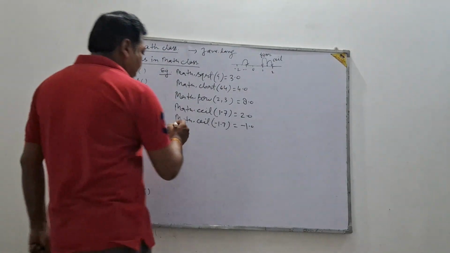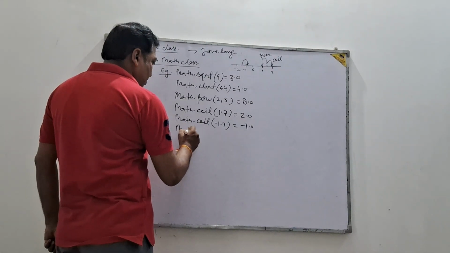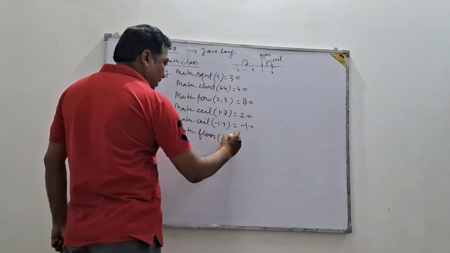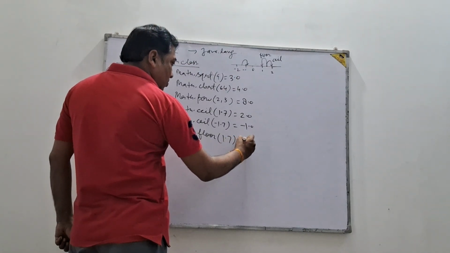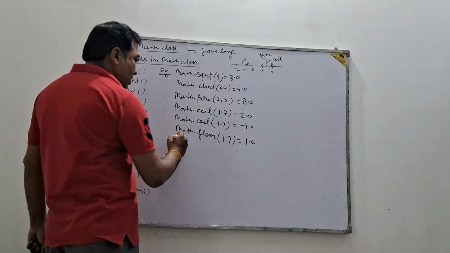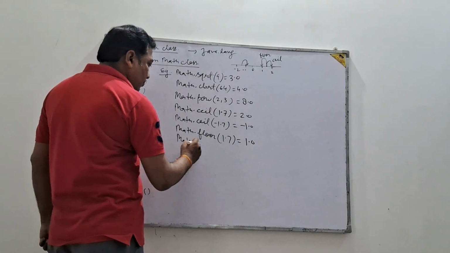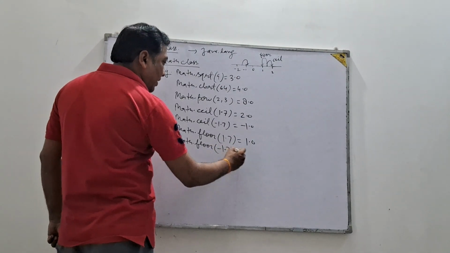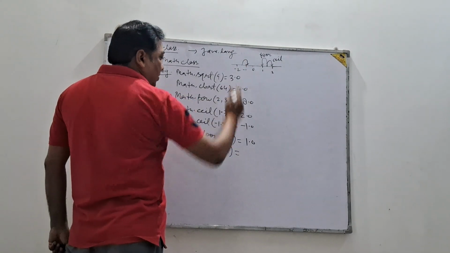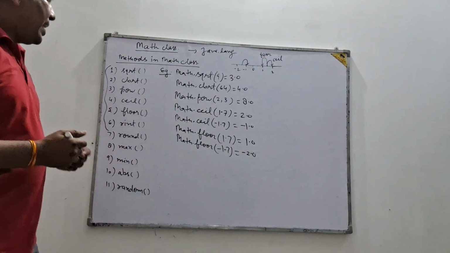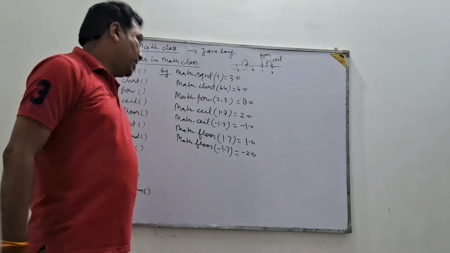Floor is for rounded down. Suppose Math.floor(1.7). The answer is 1.0 because 1.7 rounded down is 1.0, and Math.floor(-1.7), the answer is -2.0. So the return type of ceil and floor is also double.